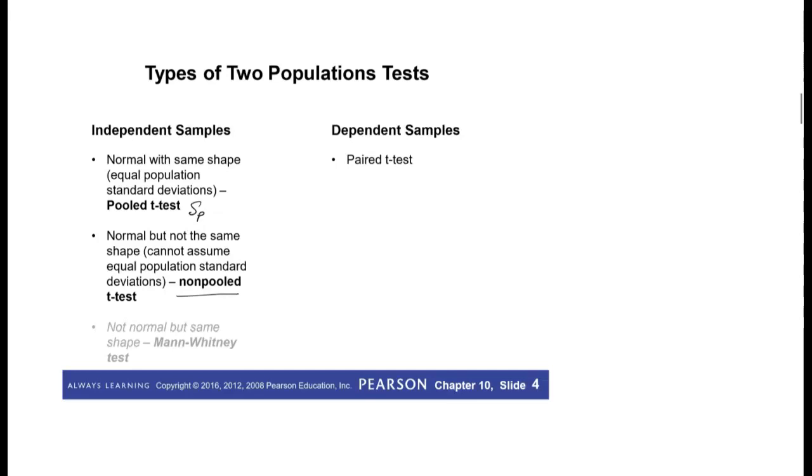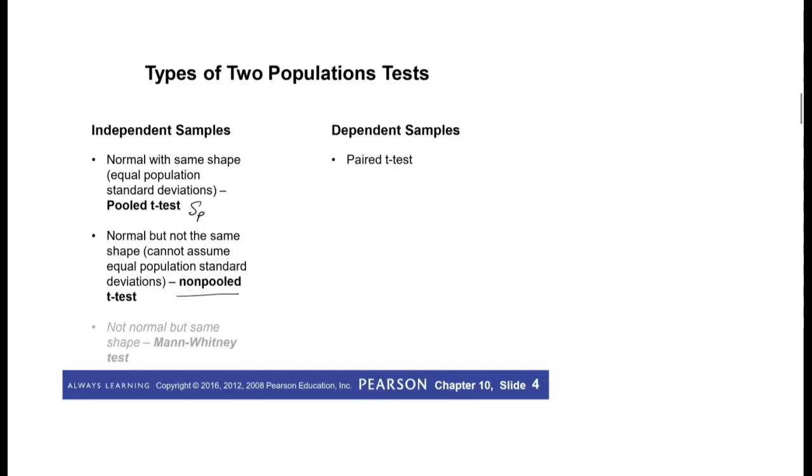But often students ask, what happens if it's not normal? What if our distribution isn't normal to begin with? We have tests for that. Again, we just don't discuss them in this course. There's something called a Mann-Whitney test that is discussed in one of the sections that we'll be skipping. I believe it's 9.4. And that's what happens if you have the same shape, but they're not normal.